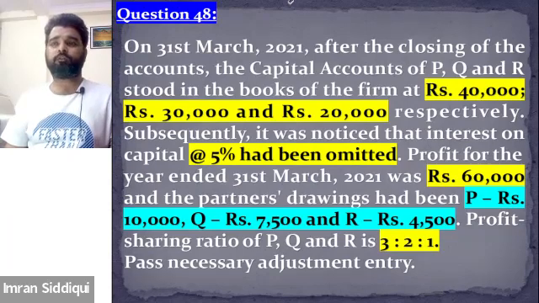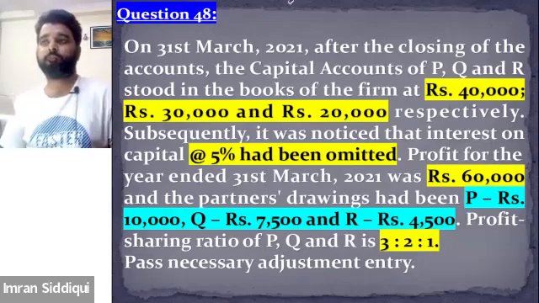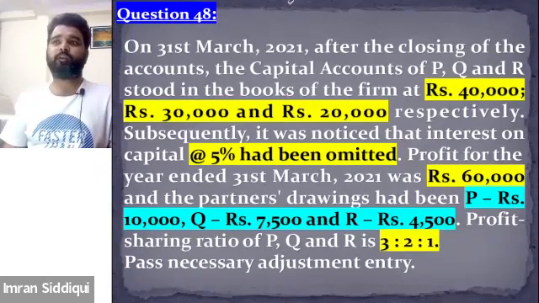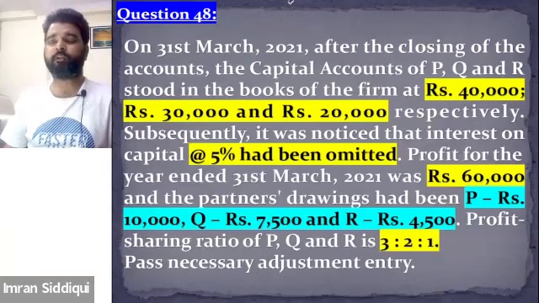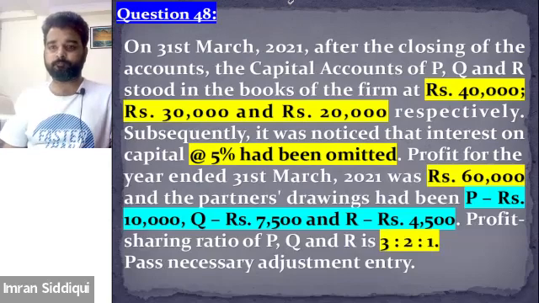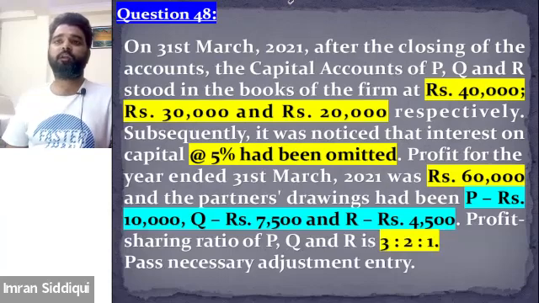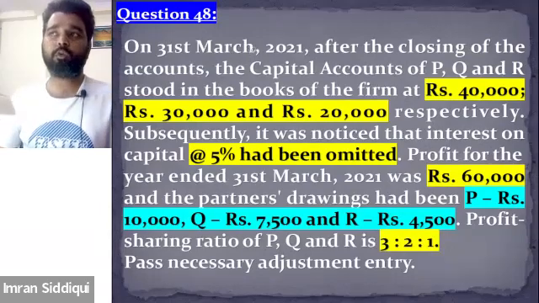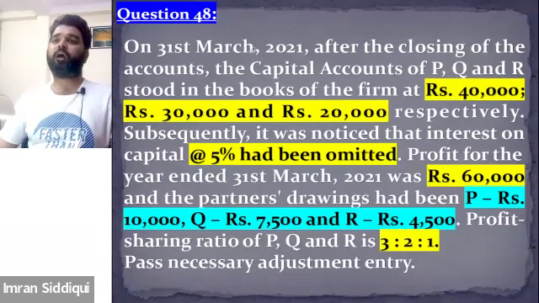So first of all, guys, tell me, in this question, what do you think: are the capital balances given the opening capital balances, or the closing capital balances? The capital balances of the partners P, Q and R are 40,000, 30,000, 20,000. Sir, closing. Correct. These are the closing capital balances, because the question is specifically saying that on 31st of March, after the closing of the accounts, the capital accounts of P, Q and R stood at these amounts. That means these are the closing capital balances.